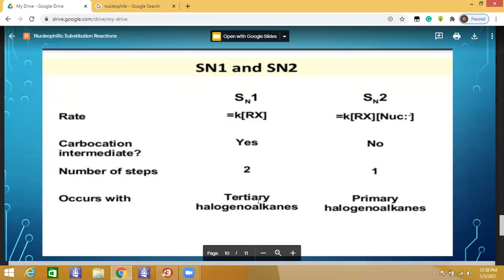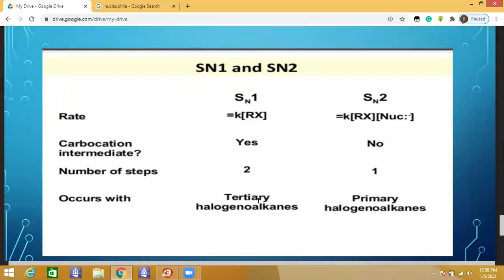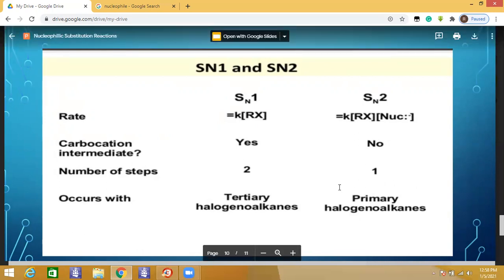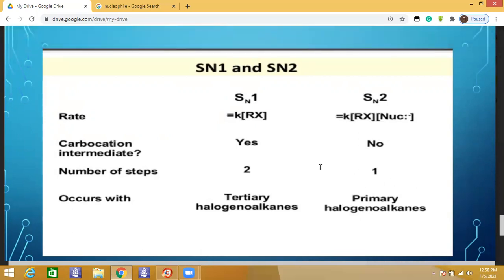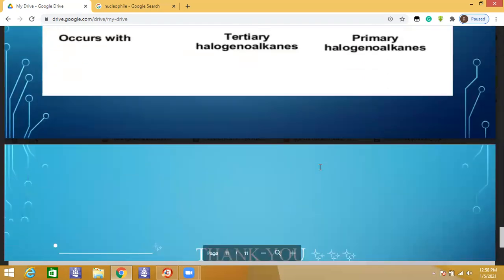The tertiary halide generally reacts by this Sn1 mechanism, while the primary haloalkanes react by the Sn2 mechanism. Whereas what about the secondary alkyl halide? They may react by Sn1 or Sn2 mechanism depending upon the nature of the solvent.